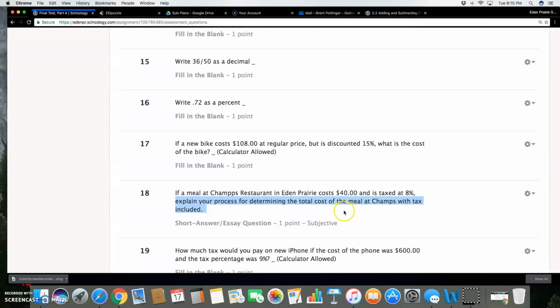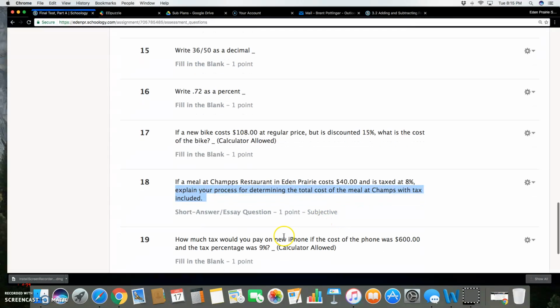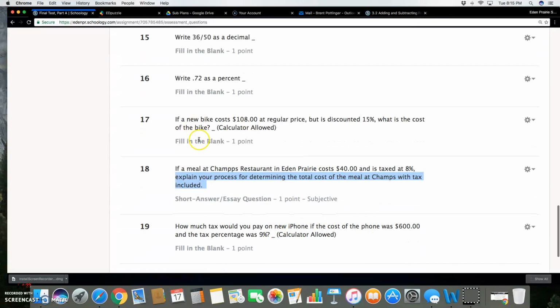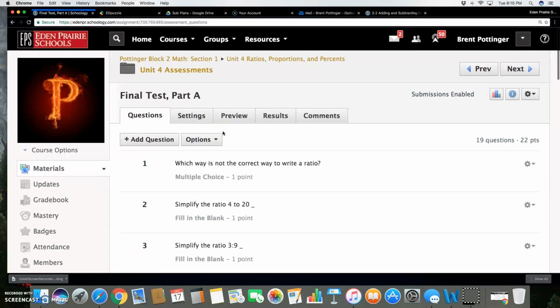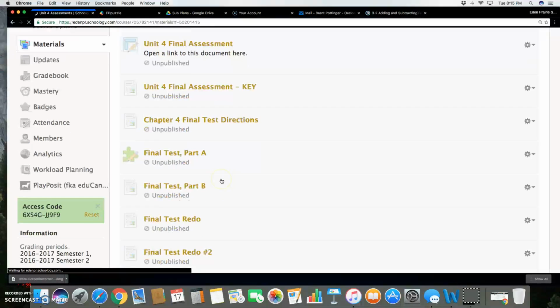19 is just back to regular math. How much tax would you pay on a new iPhone if the cost of the phone was $600 and the tax percentage was 9%? As with this entire section, you may use a calculator. When you're done with Part A, submit, and you're going to go to Part B.